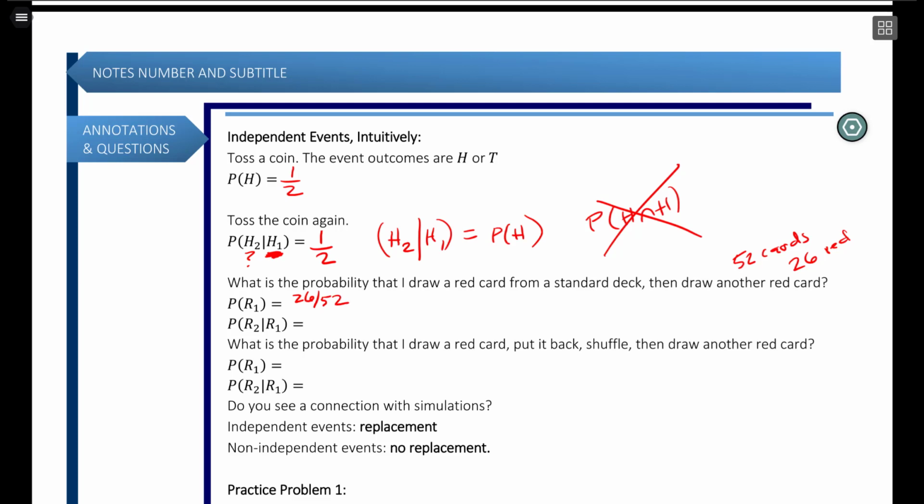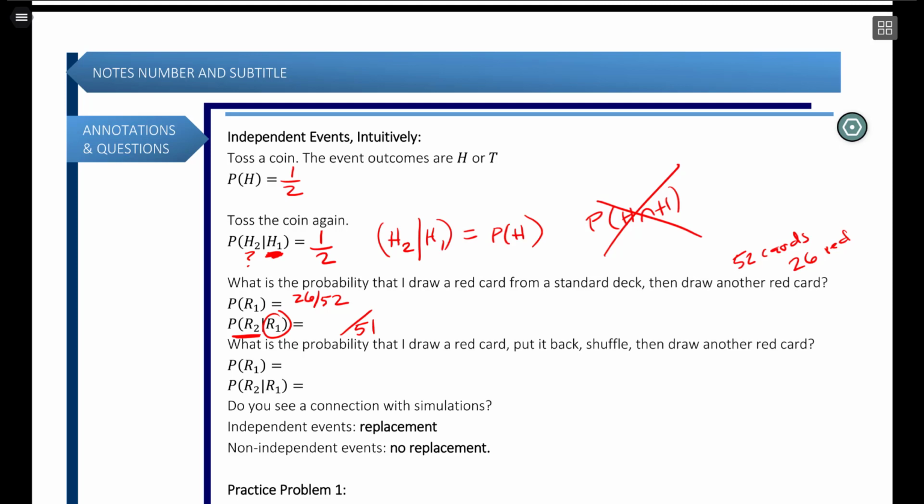Now we're going to assume that this happened. We have 26 out of 52, but we drew one of those cards and it's red. Now I draw another card and it also happens to be red. So what's this probability, assuming that the first thing happened? Well, if we draw one card, how many cards do we have left? We have 51.